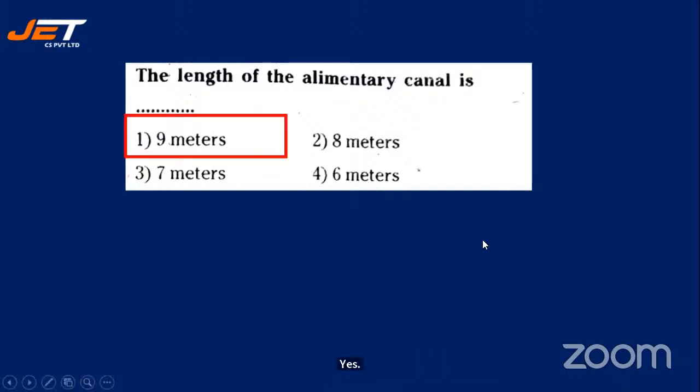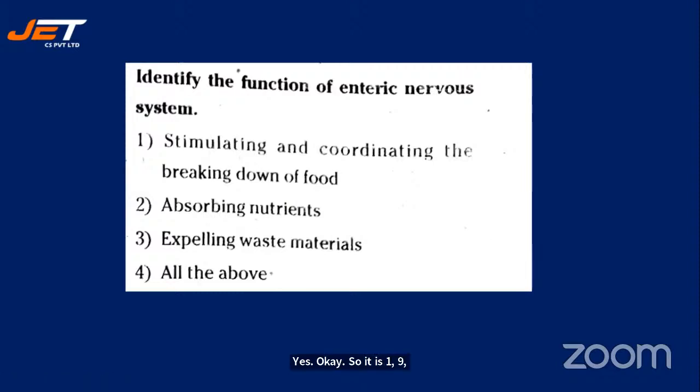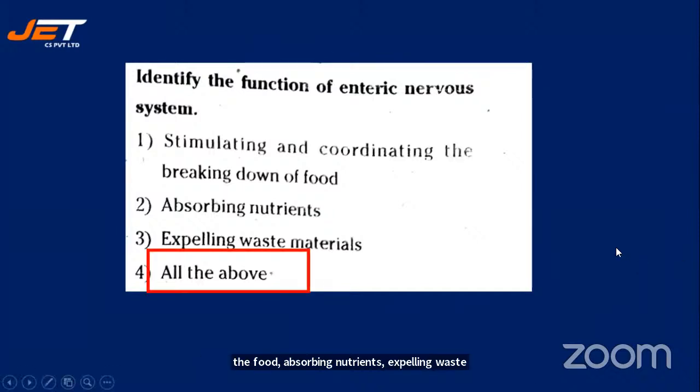Then identify the function of the enteric nervous system. What is the function of the enteric nervous system? Stimulating and coordinating the breaking down of the food, absorbing nutrients, expelling waste materials, and all the above. What's the answer, children? It is all the above. Stimulating and coordinating breaking down of the food, absorption of the nutrients, and even expelling, that is excreting the waste materials. So it is all the above.